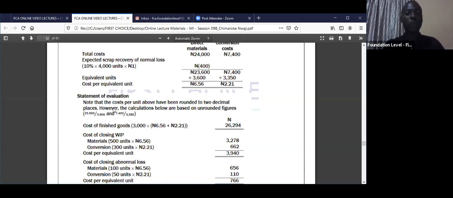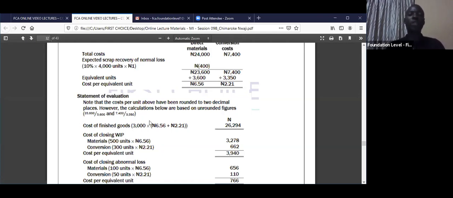So what we did here was, instead of writing 6.56, we're using 23,600 divided by 3,600. So this is the exact value. Anything we get is what we are going to write here, to the nearest whole number.